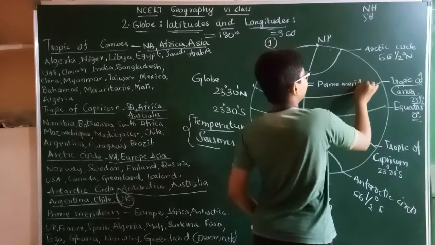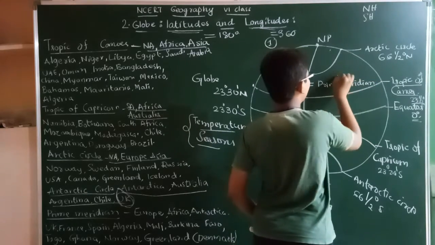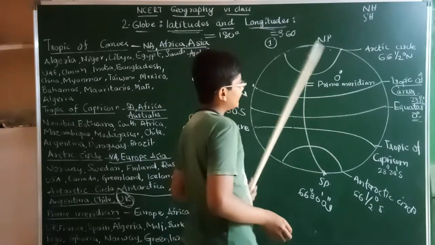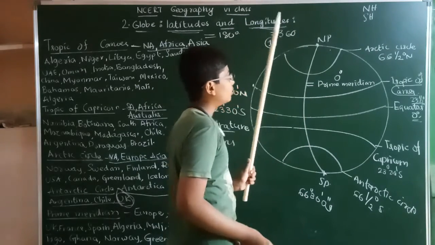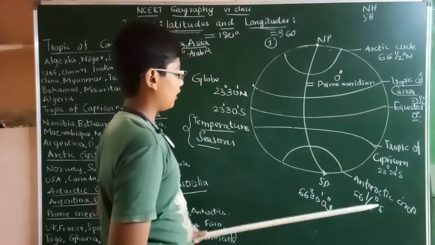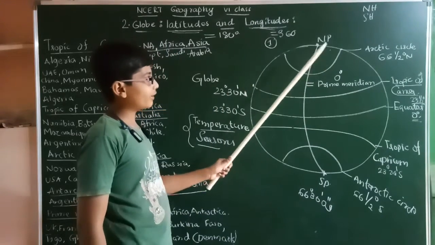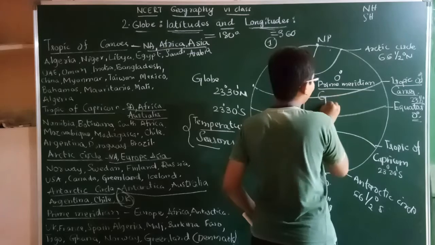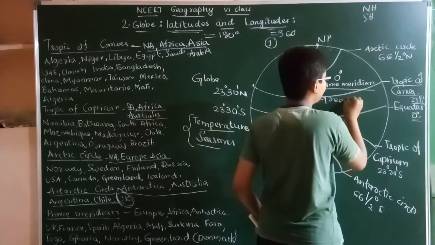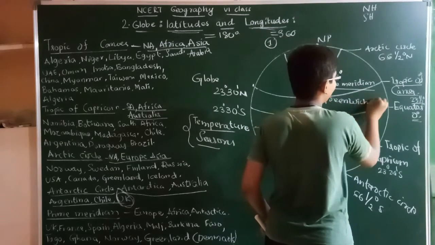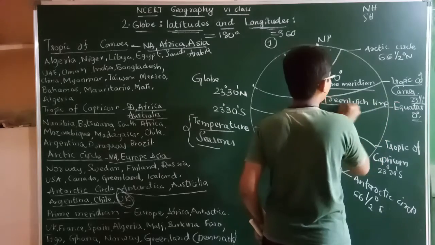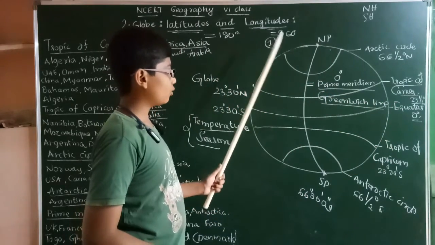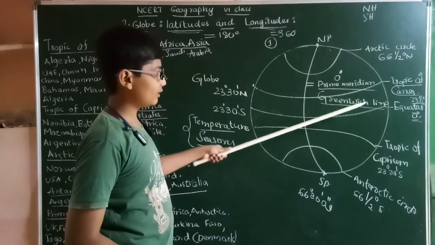Okay, prime meridian, which is 0 degrees. Prime meridian is like the equator of longitudes. We call the equator of longitudes the prime meridian. We also call it the Greenwich line. Why? Because it passes through Greenwich, a place in the UK. That's why we call it the Greenwich line.